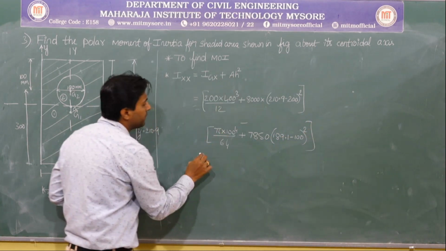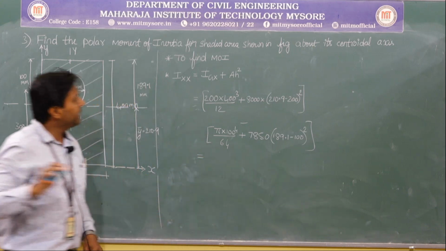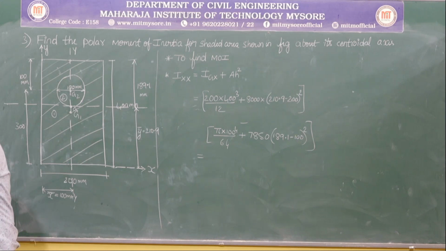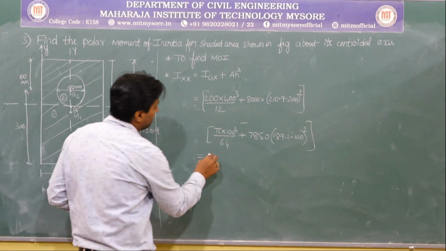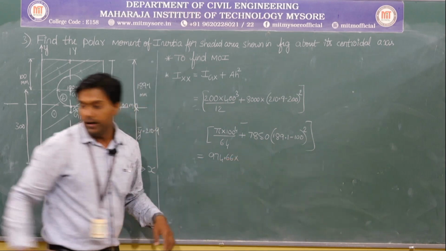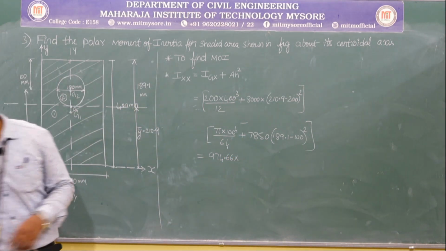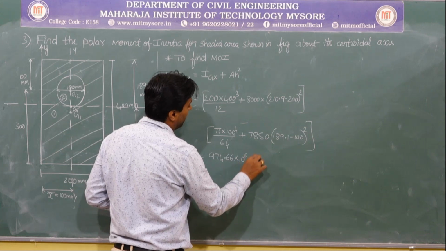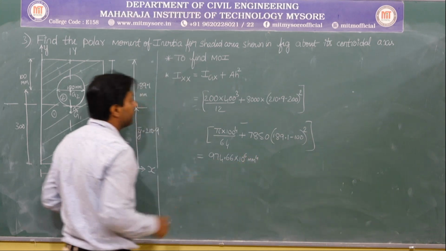So I want you people to solve it. I will be writing the values that I have in my book. So Ixx is equal to 974.66 into 10 power 6 mm to the power of 4. Please cross verify with these values.